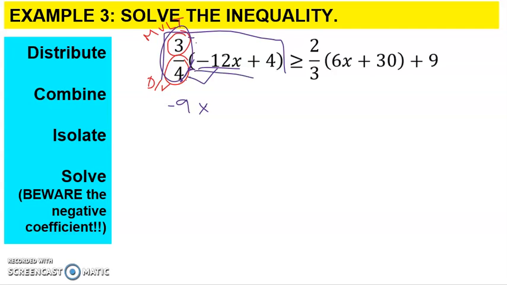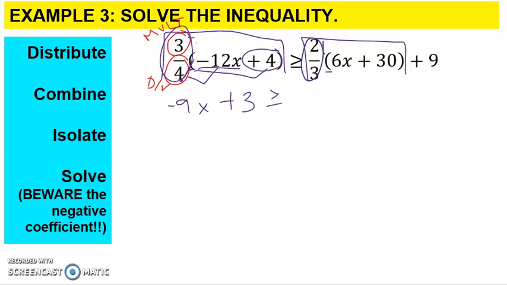Here we go. 3/4 times +4. 4 times 3 is 12. Divided by 4 is 3. Okay, so I have +3 is greater than or equal to. I have parentheses on the right side, so I'm going to distribute. Notice I'm not crossing the symbol. Left side, then right side.